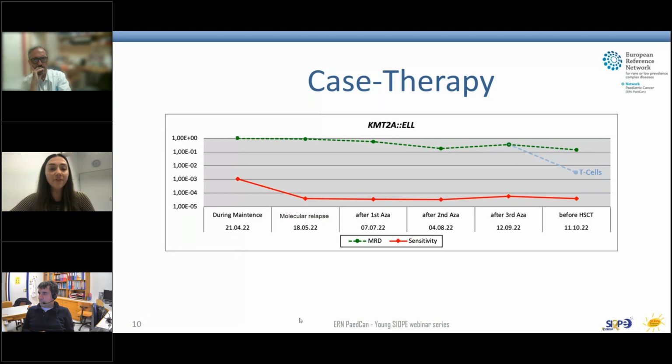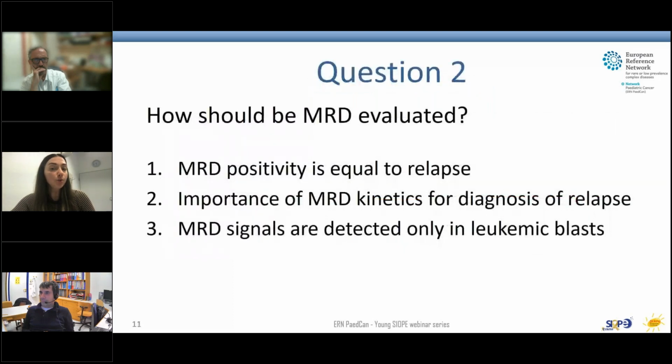So we have now come to our second question: how should MRD be evaluated? Are we talking about MRD positivity that is equal to relapse? Do we have to think that the importance of MRD kinetics is really for a diagnosis of relapse? Or are MRD signals detected only in leukemic blasts? What do you think?